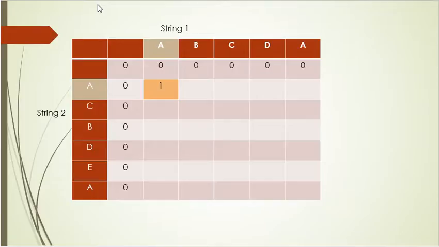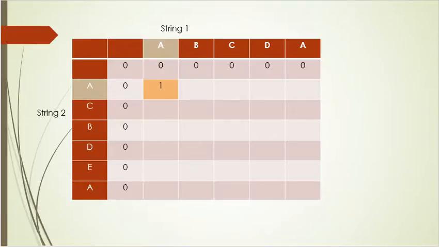Why are we adding 1? Once we have a match of A, it means that at least a length of 1 LCS exists, and adding it to the diagonal means that we are adding the longest common subsequence before that. So okay, let's fill up the matrix and you will get more clarity after that.